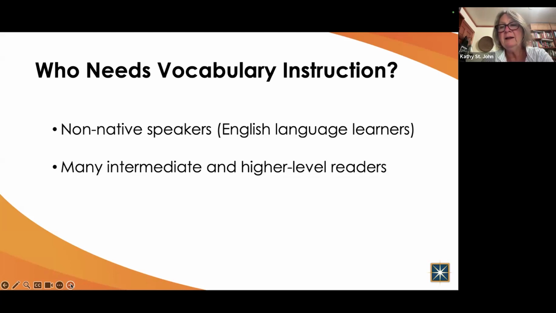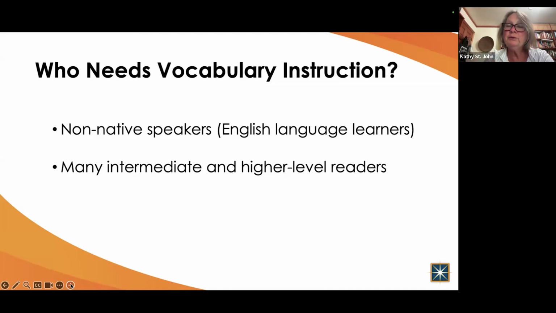Also, intermediate and high level learners, right? They are encountering words that they may never have been exposed to before, especially if they have academic aspirations and they want to get a high school degree or go to college. Then there are some academic words that they may need to know.